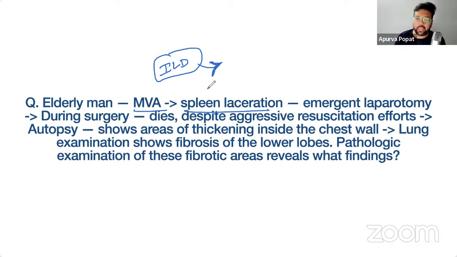Karan is saying ARDS. This is not ARDS. ARDS will not show thickening of the chest wall. It will be just a diffuse white-out. All the alveoli will be filled with fluid. This is not ARDS. He died of hemorrhagic shock. He didn't die of ARDS. Probably it could be one of the factors, but this is not ARDS. What are you thinking, guys?